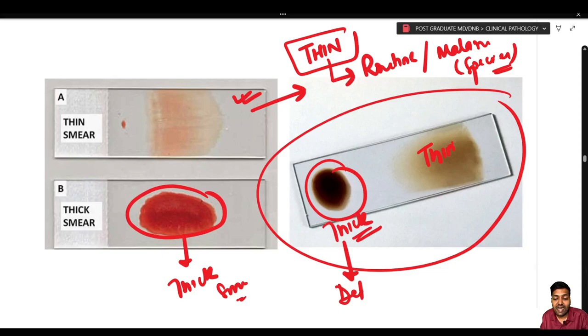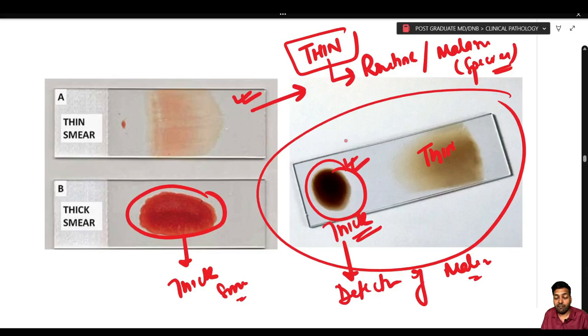So why is the thick smear very good for detection? Over here, you cannot say what kind of malarial species is there, but you will be able to say whether the malarial parasite is present or not. Why? Because in the thick smear, you have a larger amount of blood. So if more blood is there, the chances of identifying a malarial parasite will be very high.